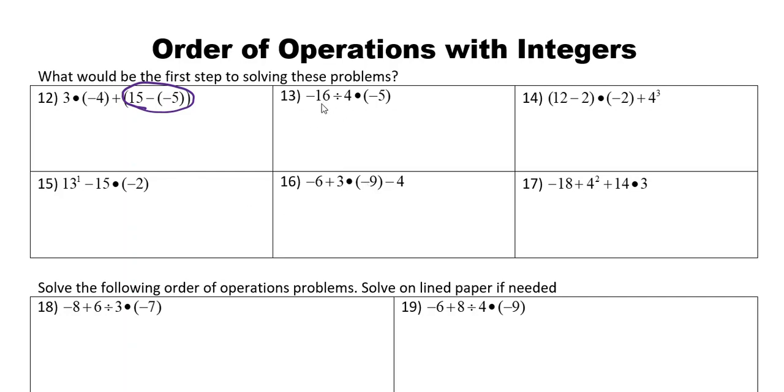So for number 13, you are actually going to do the division first here, because division and multiplication are on the same level, and whichever one comes first in line. For this one, you have to do the grouping here, 12 minus 7.